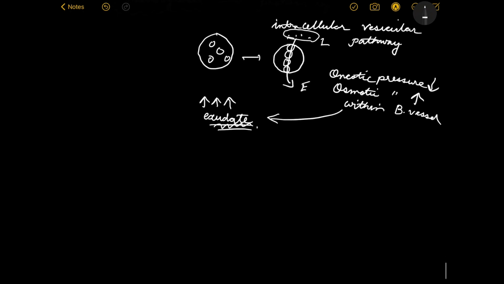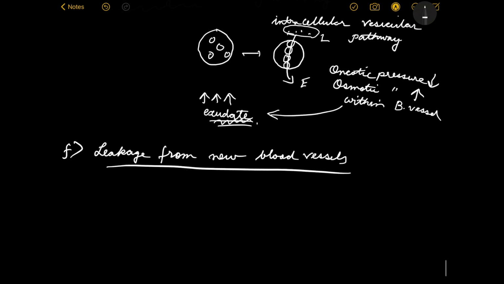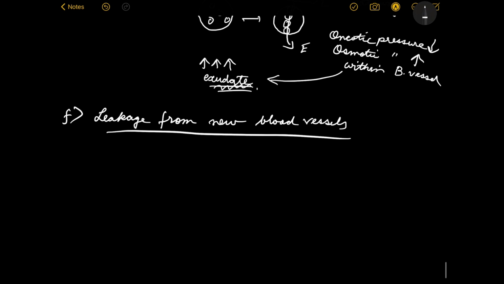Another one, this is a little more interesting. This is leakage from new blood vessels. So what's happening in this? I had said that inflammation is not just about removal of the offending agent, but it's about the repair as well. So in repair, what is happening is angiogenesis. Angiogenesis is one of the components. Angiogenesis means formation of new blood vessels.